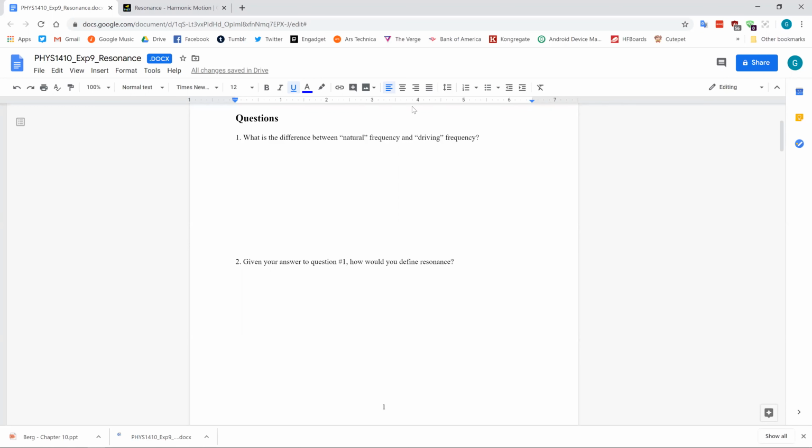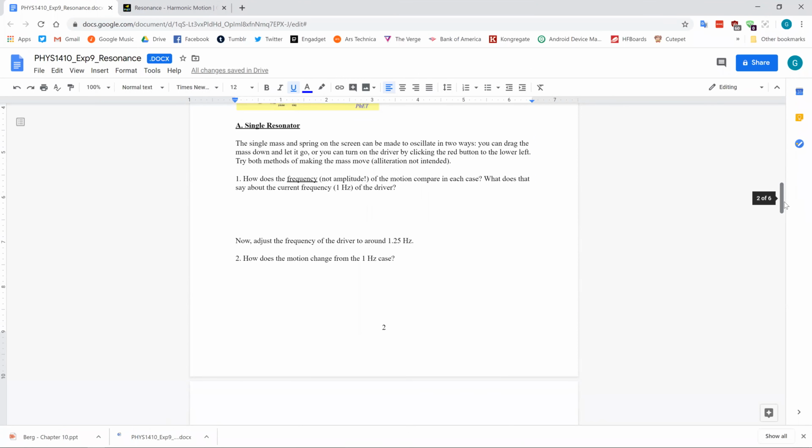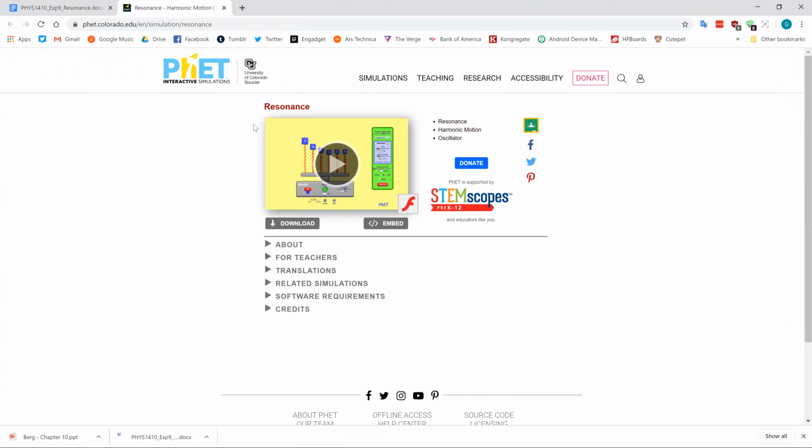And then using those definitions of natural and driving frequency, how would you define resonance? So this exercise I've got open in a tab already. I haven't gotten to the point where I actually run it, but I've got the page that this links to. What this will have is a bunch of masses on springs, and we'll start with one, and then we'll go to some of the multiple mass systems.